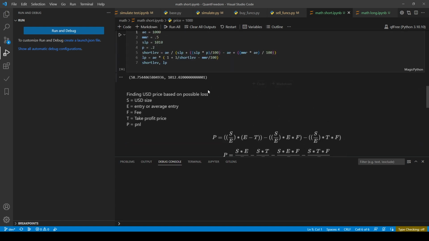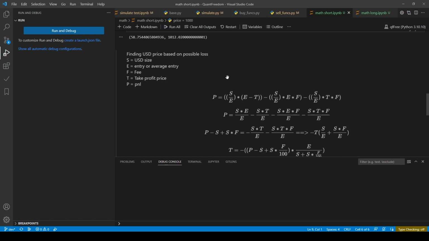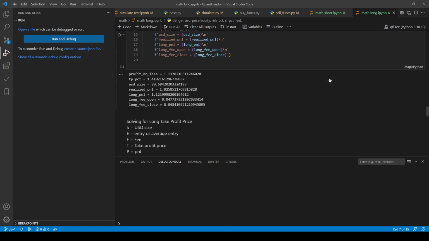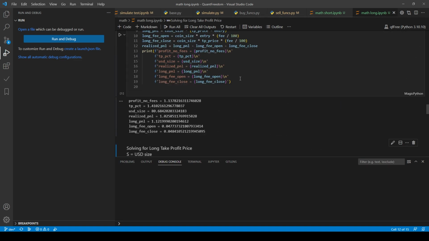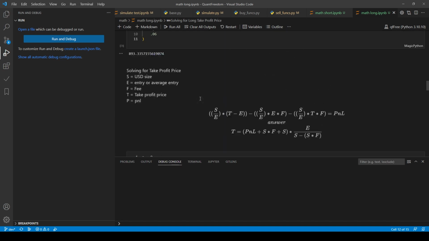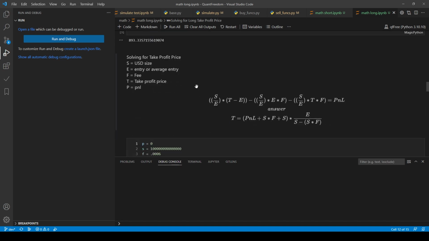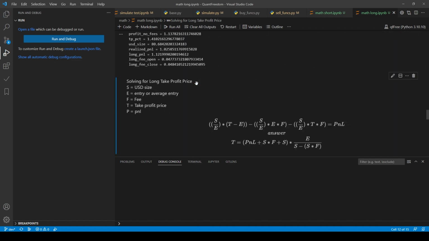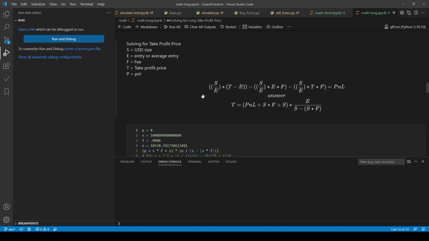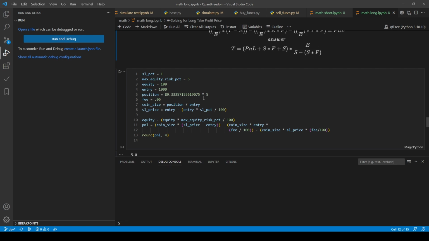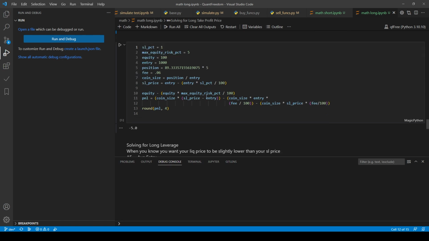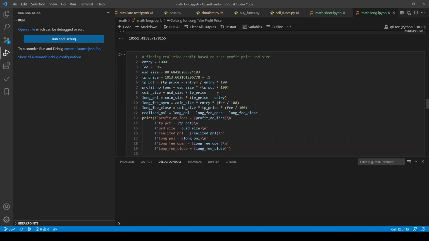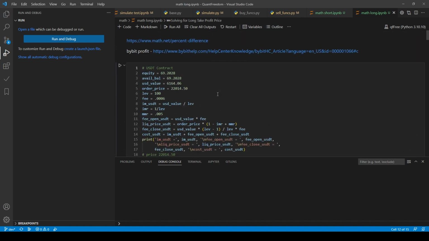And so it's making me wonder with the long. Did I delete the long? For some reason... oh, no. So, solving for long take profit price. I did this twice. Anyways, I'm gonna have to update all this stuff.